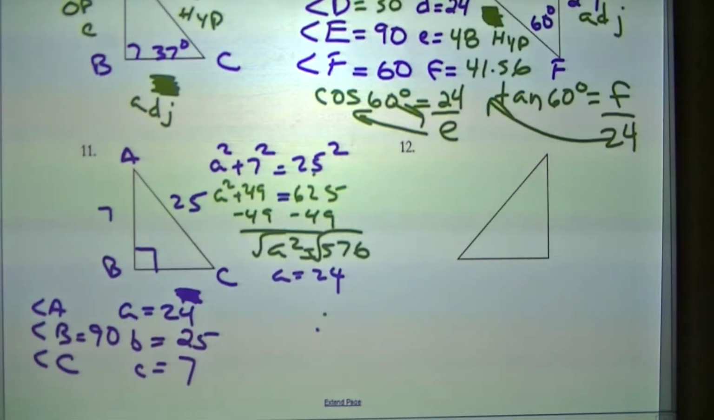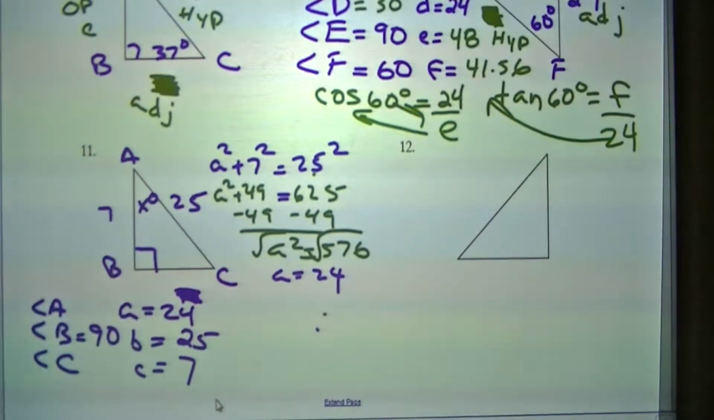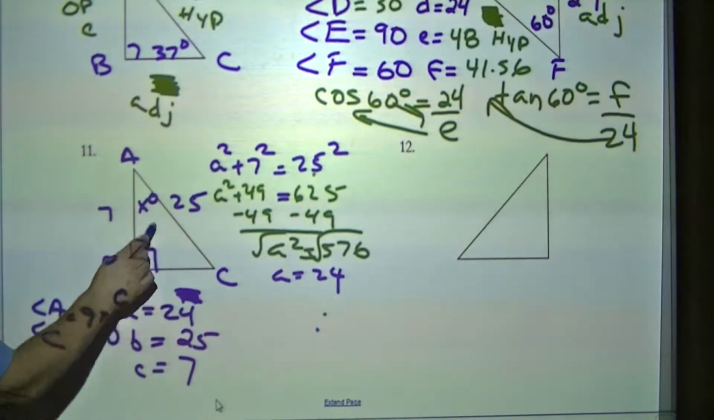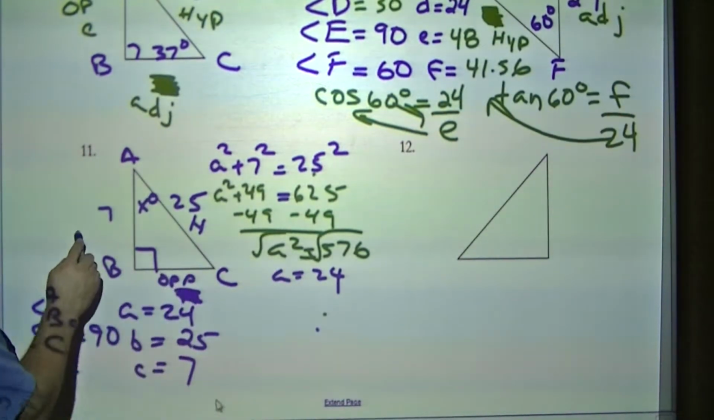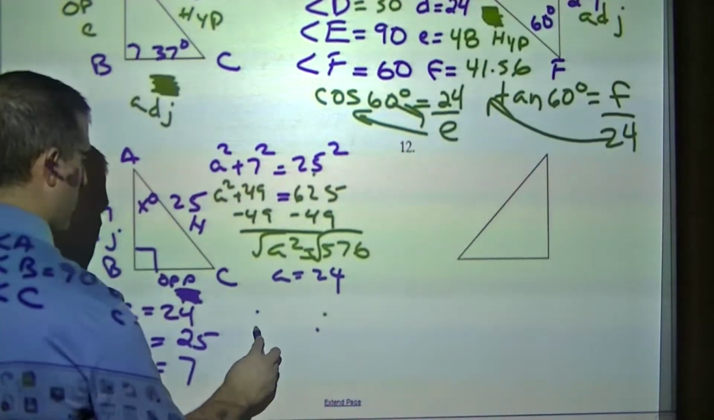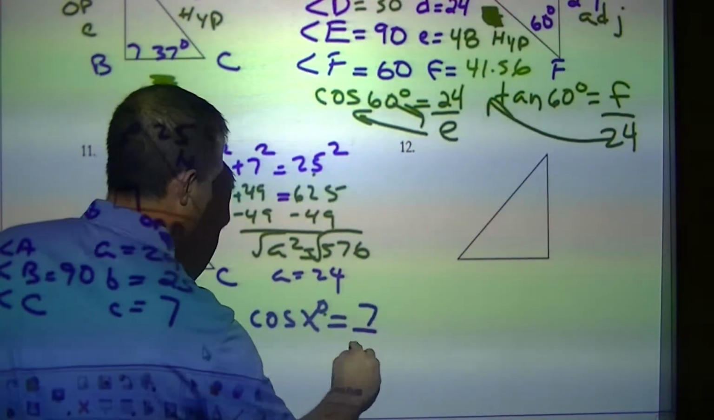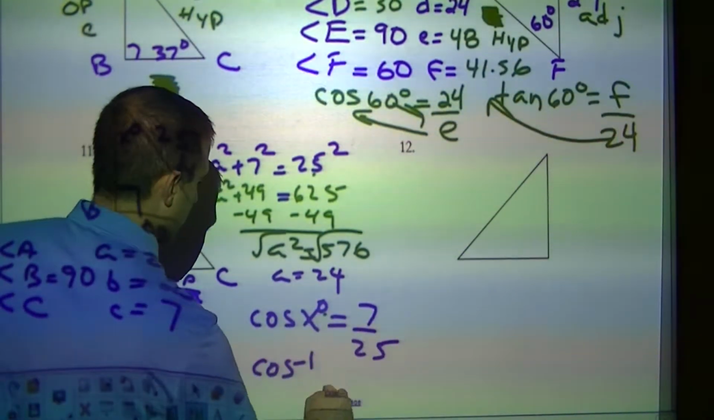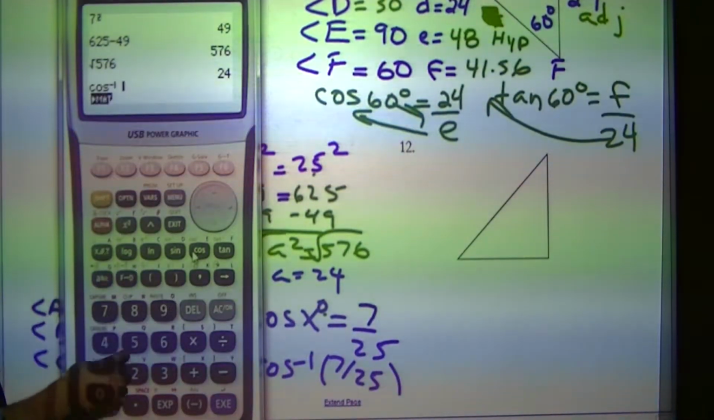Now, what I want to find is one of these angles. Let's say I want to find angle A. So I'm going to put a little variable there for me so I can figure that out. Now, if I label it off of this angle that I'm trying to find, this is the hypotenuse, this is the opposite, and this is the adjacent. So the two things I have are the adjacent and the hypotenuse, so I'm going to use cosine. So cosine of my angle that I don't know is 7 over 25, and I'm going to do the inverse cosine to help me get that answer.